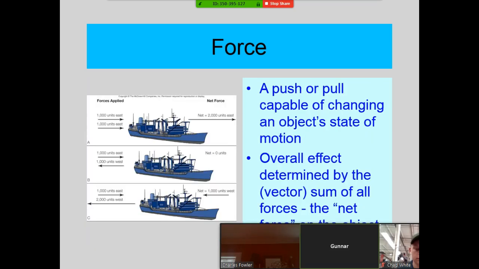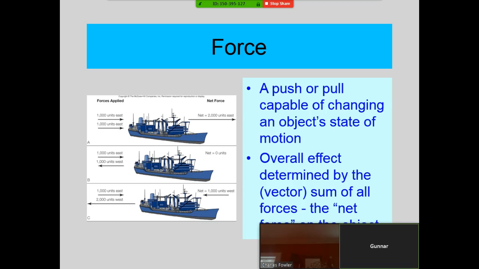So, what is a force? In your text on page 32 or 2-8, whichever page you have, on the right-hand column, a force is a push or a pull. Simple definition: a push or a pull capable of changing an object's motion. The overall effect is determined by the vector sum of all the forces, and that's often called the net force.